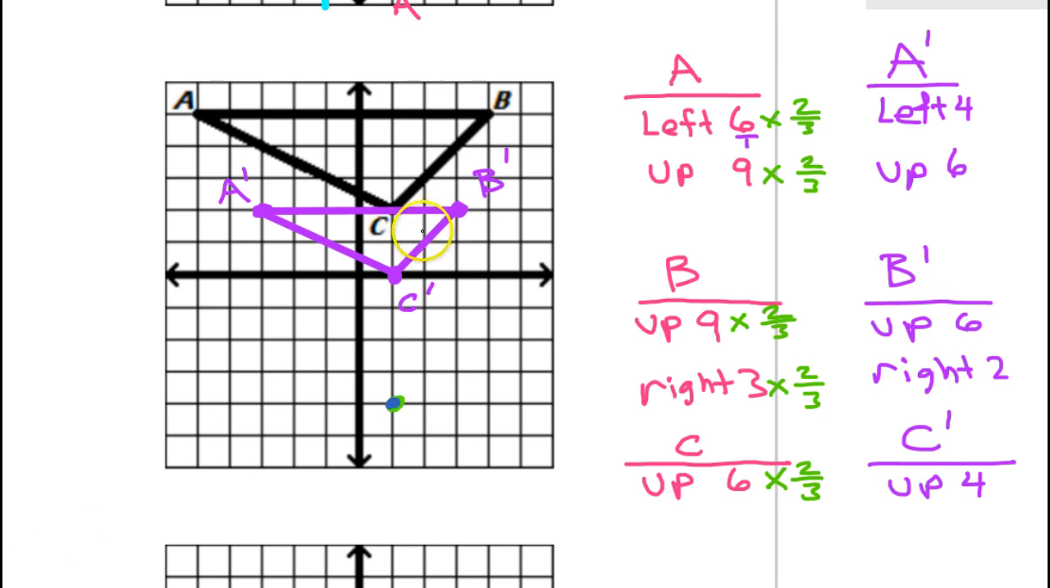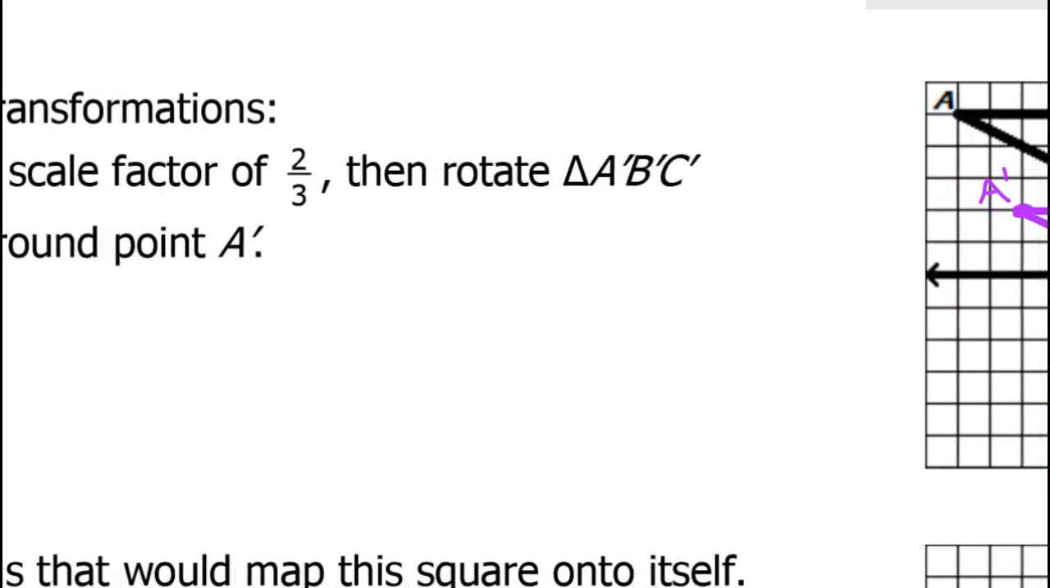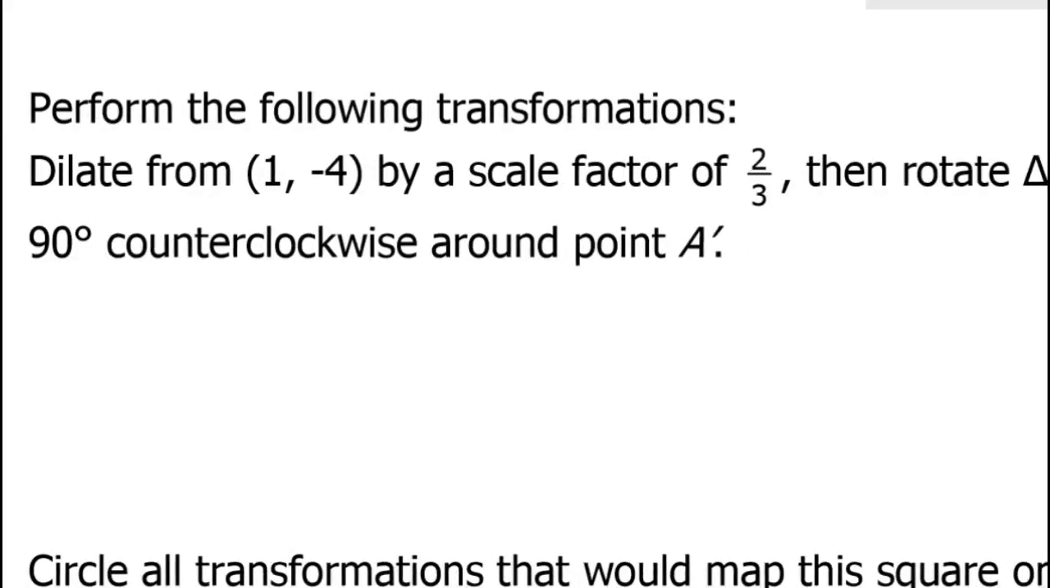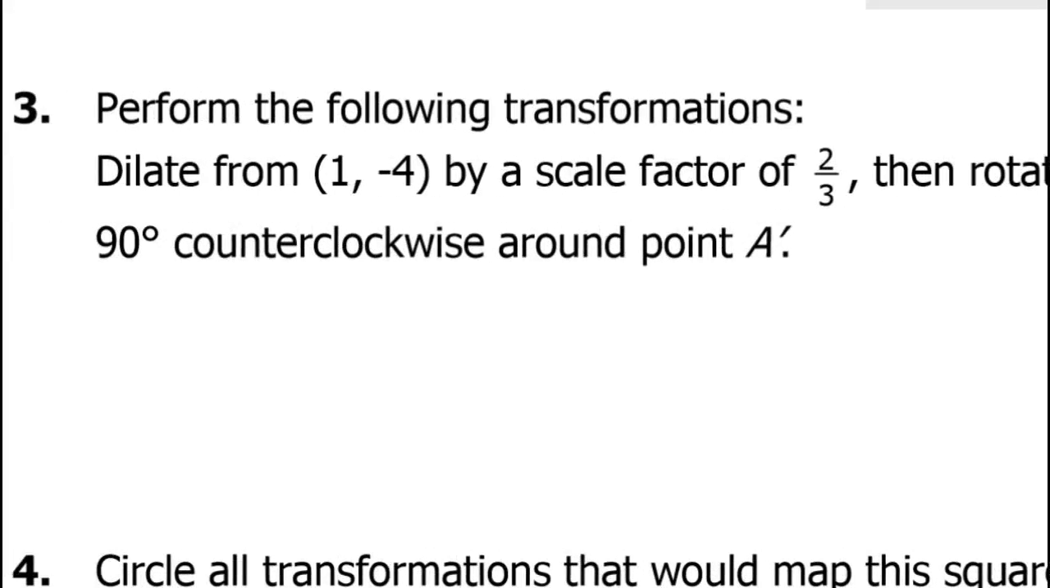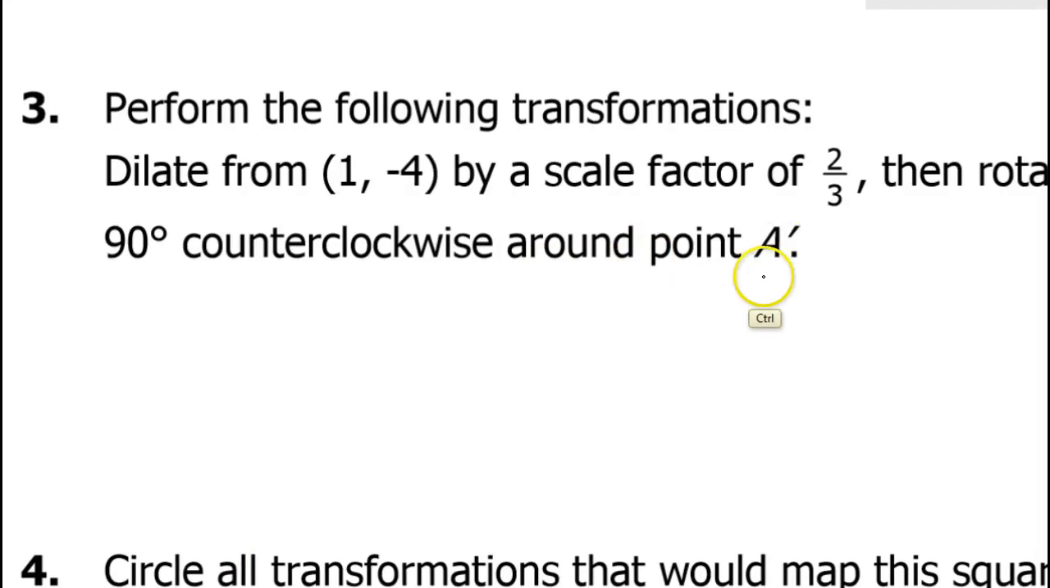So this is what we have so far after a dilation of 2/3 from the point 1, -4. So that was just the first transformation. We're only halfway done. Next, we need to rotate 90 degrees counterclockwise around the point A prime. Now, there's two ways that we have learned to do a rotation around a point that is not the origin. Method 1 was the method where we move everything to the origin and back.